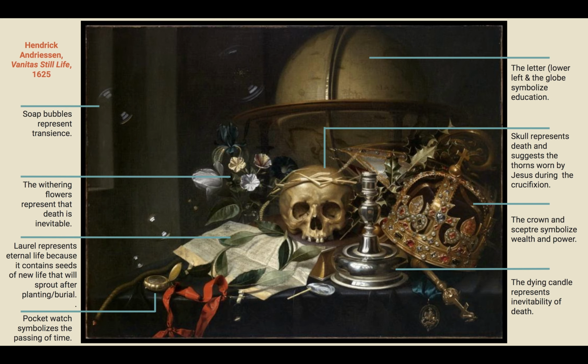This is a photo of a Vanitas painting that has many of the symbols I discussed in the last slide. On the right, you can see a king's crown and staff that represent wealth and power. The globe in the background and the letter in the front represent arts and sciences. The laurel plant in the front represents eternal life. The pocket watch in front represents the passing of time. The skull and candle in the middle and the soap bubbles floating above represent the inevitability of death. And lastly, the withering flowers represent that life is short.